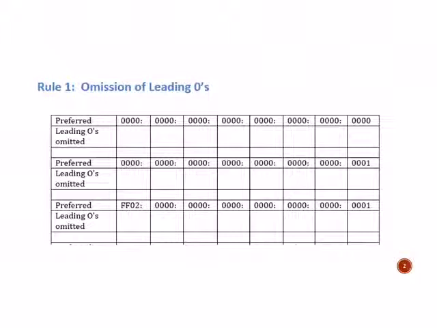Rule 1. Omission of leading zeros. In the first example, the first hextet has 4 zeros. I can remove all those zeros in front and end up with 10. Second one, 1, 2, 3, 4 zeros. I will simplify that to a single 0. Next one, the same thing. The leading zeros I can get rid of. In between all these, there will be a colon.